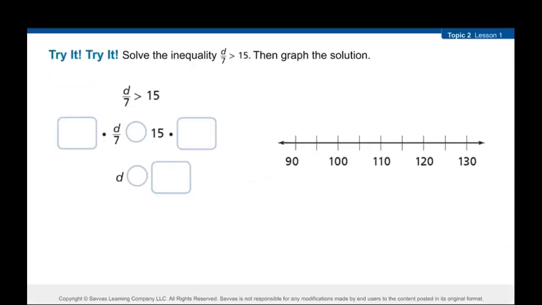Here is a division, so you need to use multiplication problem to try. Fill in the circles with the correct inequality symbol. Fill in the square boxes with the correct numbers. Then graph your solution.